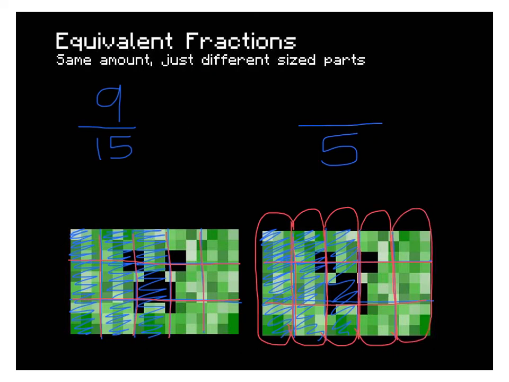Now I have 1, 2, 3, 4, 5 parts. And I can see that these 2 are completely unshaded, and these 3 are shaded. So 9/15 is equivalent to 3/5. Now let's look at mathematically how that relates to the model.